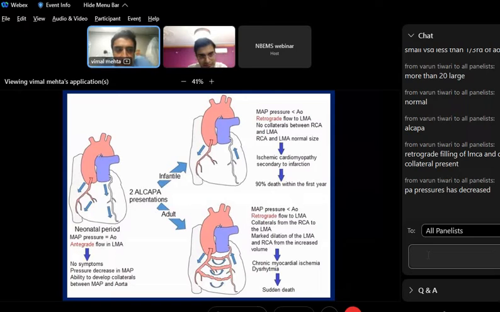So at that time, of course, there will be some sort of dysfunction because it is pulmonary blood which is going into the left main coronary artery. But later on, as the ischemia develops, there will be collateral formation at that point of time. But there will be some dysfunction, and later on full-fledged dysfunction will develop, as seen over here.